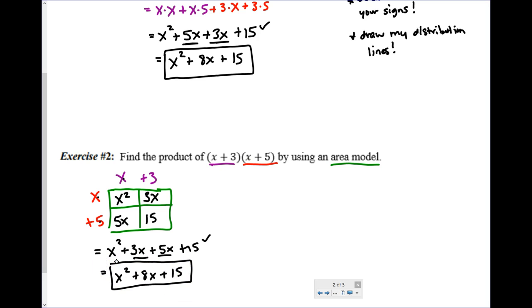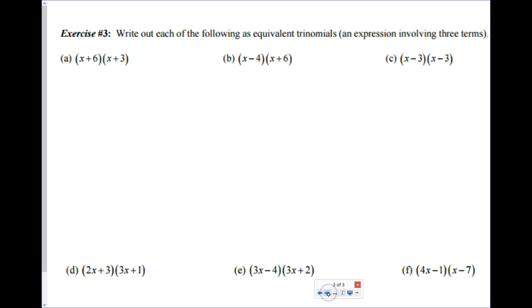Okay. Now this area model will work for any time you're multiplying two binomials. Any time at all. Draw your box, put one of your binomials on top, the other one on the side, and do your 4 multiplication problems. Okay? So let's do some examples together.